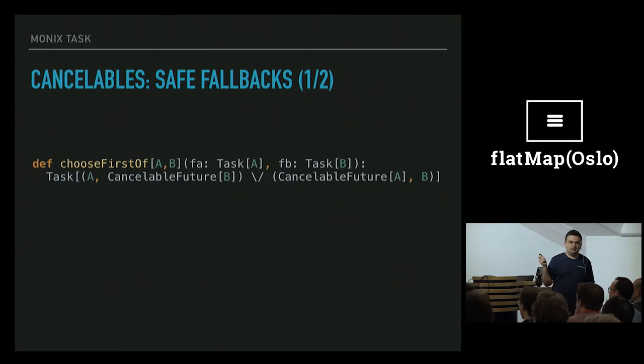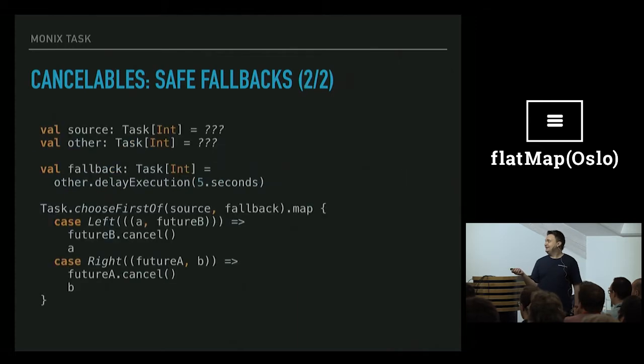When we are speaking about asynchronous execution, we are speaking about non-determinism. And this is one example. We've got choose first of task one and task two. We are creating a race condition, and one of them is going to finish first. It's going to return either an A if A finished first, and the cancelable future for the second task, or in case B finished first, it's going to return B and the cancelable future for A. This is an either here. I was fancy with this sign here.